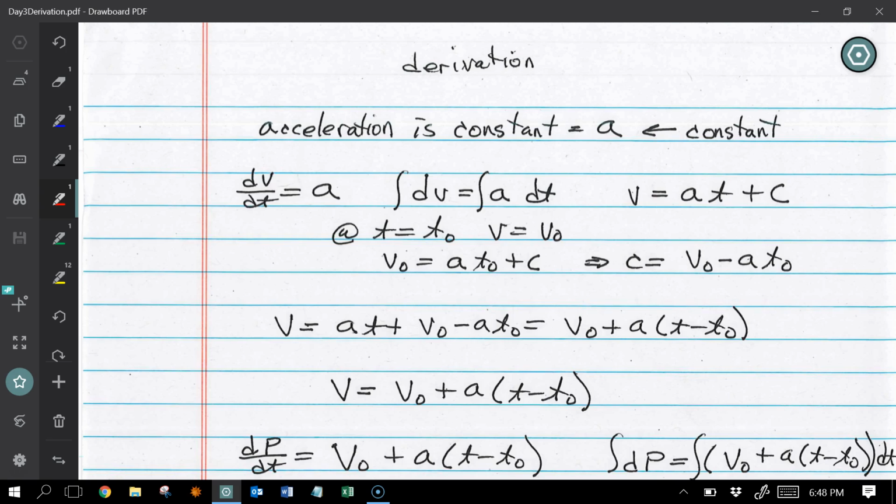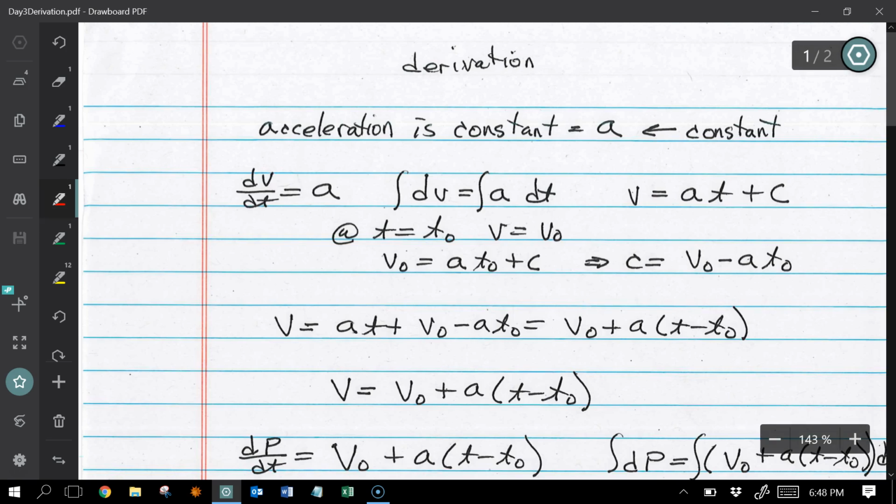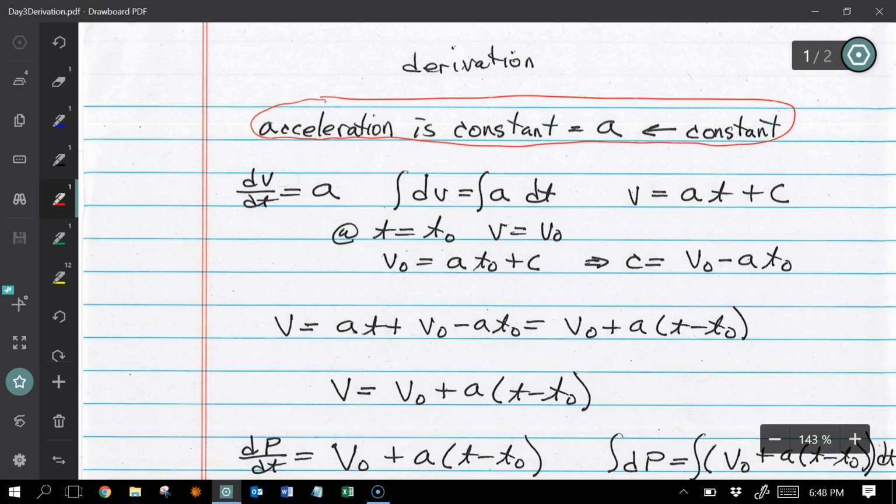In this particular case, the equations that we're deriving are only when acceleration is constant. Students make mistakes all the time of using these equations when the acceleration is not constant. Don't do that. These equations will not work.